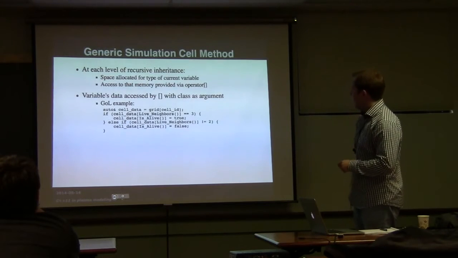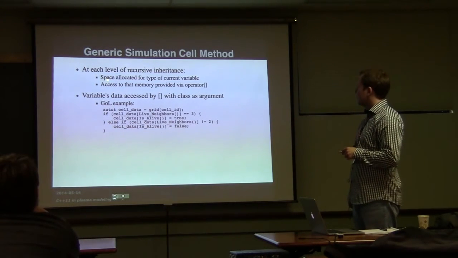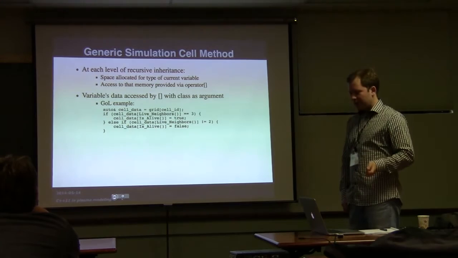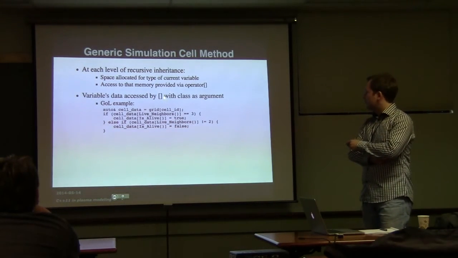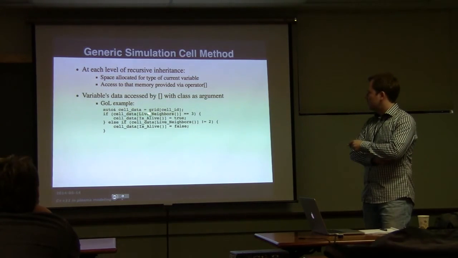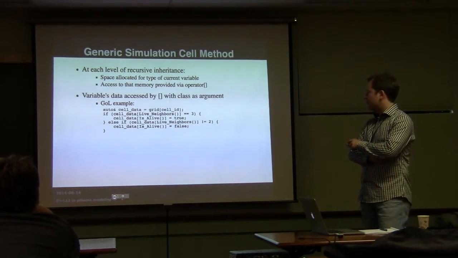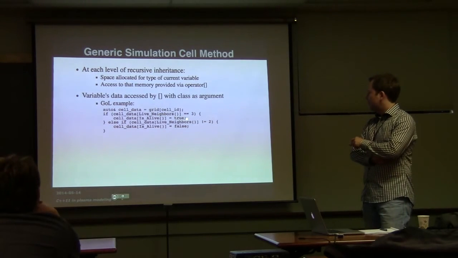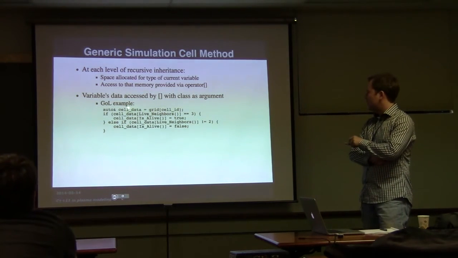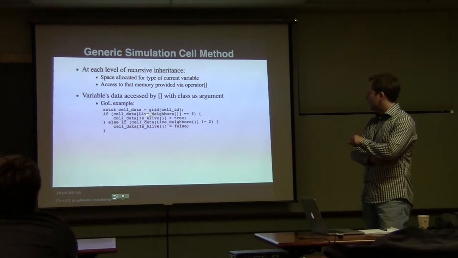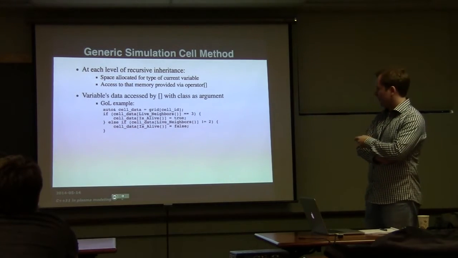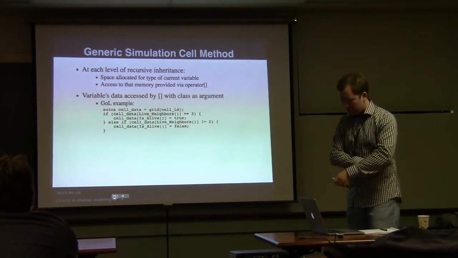So basically at each level of the inheritance, space is allocated for the current variable and then access to it is provided by the operator, which is then overloaded by the class which represents the variable itself. So here's a game of life example again. You somehow obtain the data of one cell, and then when you apply the solution, if it has 3 live neighbors, then it becomes alive, or if it's different than 2, then the cell dies. So this is basically the syntax then.